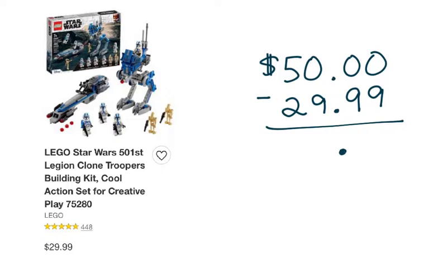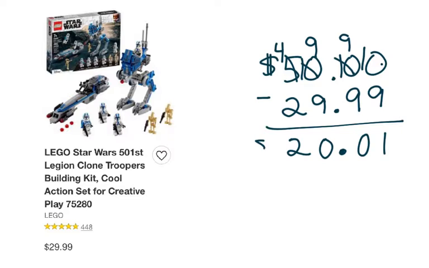So I cannot take 0 minus 9. So I borrow from the 5 and make it a 4. Put that 1 in front of 10. Now I can borrow from there. Put that 1 in front of the 0 in the tenths place. Borrow from that. Now I can take 10 minus 9 is 1. 9 minus 9 is 0. 9 minus 9 is 0. And 4 minus 2 is 2. What change would I get back? Most likely a $20 bill and 1 penny.